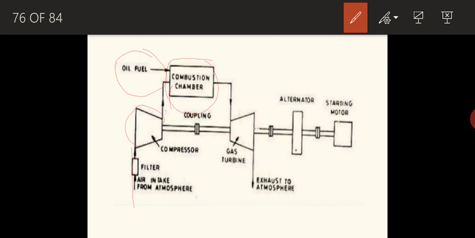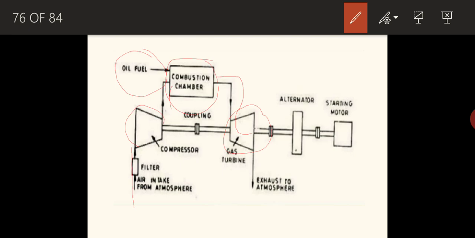So high pressure compressed air from the compressor is provided into the combustion chamber. Into that high pressure, high temperature compressed air we are supplying the fuel in atomized form, as a minute spray. Due to the high pressure and high temperature prevailing inside the combustion chamber, complete combustion takes place. After combustion the product of combustion will be in gaseous form with very high temperature and high pressure. That high pressure, high temperature gas is allowed to pass through the gas turbine. You can see the gas turbine here.